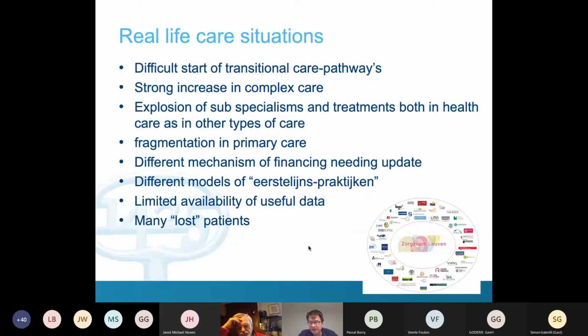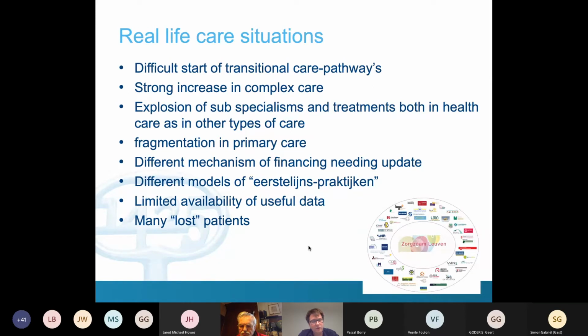Also a very strong fragmentation. You see the same fragmentation in primary care. We have financial systems in healthcare which at least need an update or change. We have very different types of eerste lijnspraktijk, so there's not just one model of a huisartsenpraktijk, of a GP practice. There are different models, different systems. They work differently. We have a limited availability of data, and we're working on that. So most of my presentation will be about how we are trying to get data and trying to use data.